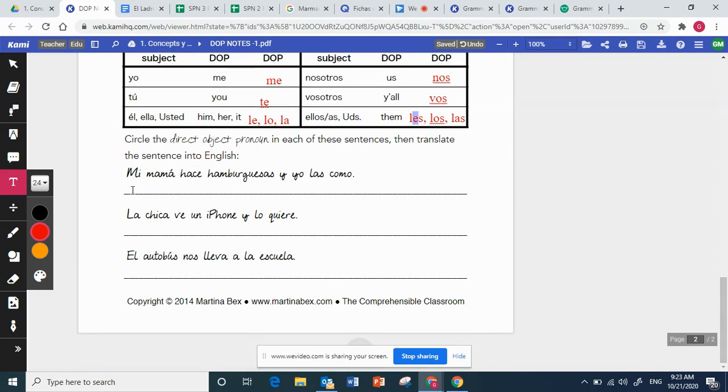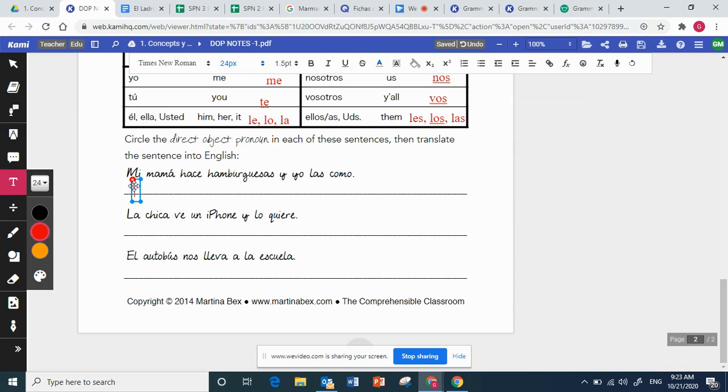So let's translate these. These do contain the words for it, them, and this one actually has us in it. So we're going to translate these. This one says, my mom makes hamburgers. And I eat what? What would las mean here? I eat it or them. You said them, you are correct because hamburgers is plural. I eat them.